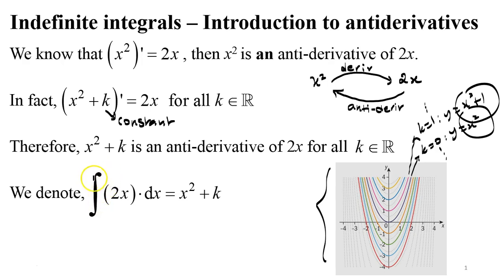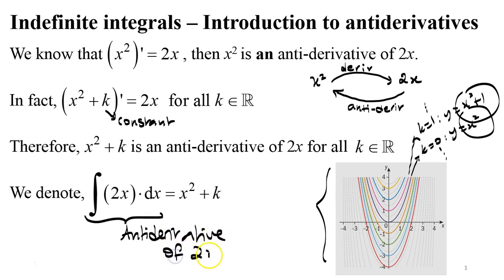It looks like a thin S, which could also be called the sum of the function. Here, the integral of 2x, which is the function that we are integrating, times dx, is equal to x squared plus k. This notation refers to the antiderivative of 2x, and the dx, which we multiply the function by, is called the differential, to represent that we're finding the antiderivative of 2x with respect to the variable x.